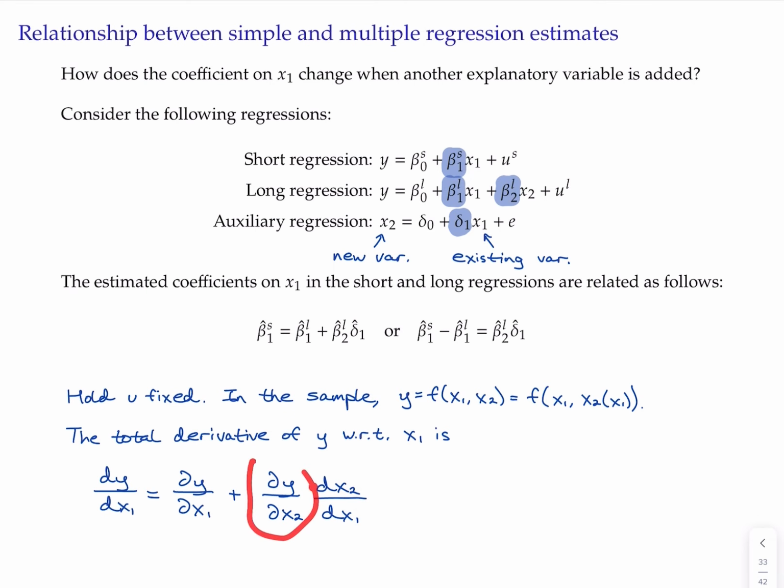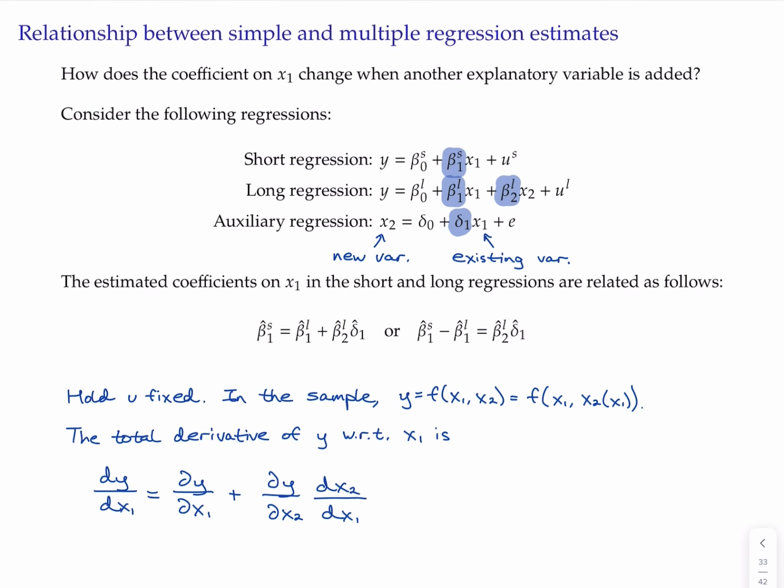So this is the partial derivative of y with respect to x2, holding fixed x1. And this is the derivative of x2 with respect to x1. So this term as a whole right here is saying when x1 changes, x2 may tend to change because of correlation between them, and x2 has its own partial effect on y.